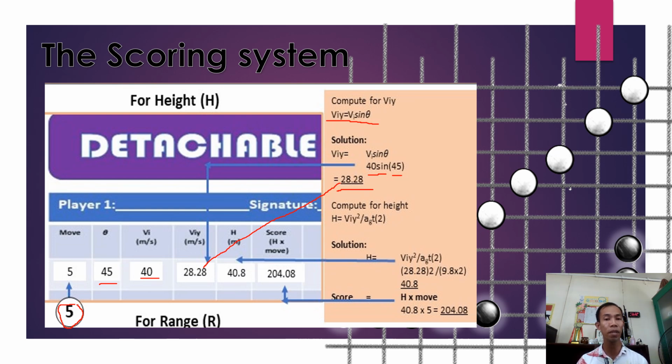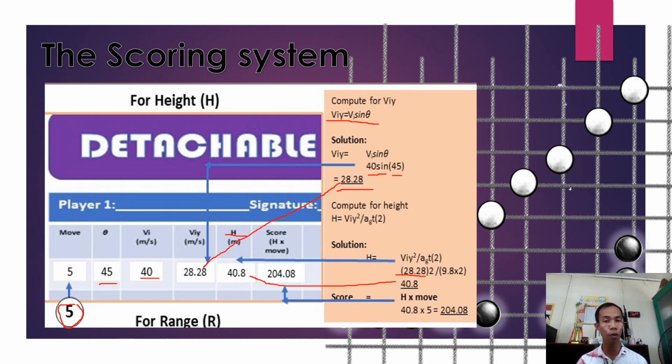After computing for the V sub I y, you can now compute for the height. Height is equal to V sub I y squared over acceleration due to gravity times 2. And take note that the V sub I y is equal to 28.8, so 28.8 squared divided by 9.8 times 2, that will be 40.8. Here it is. Then you can now compute for the score on that particular move.